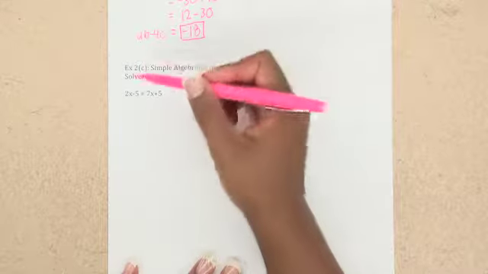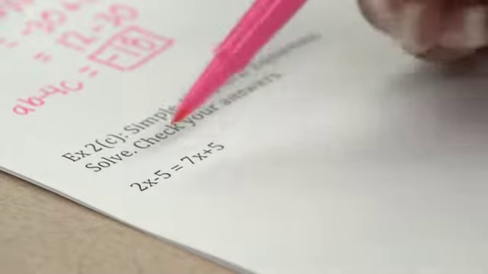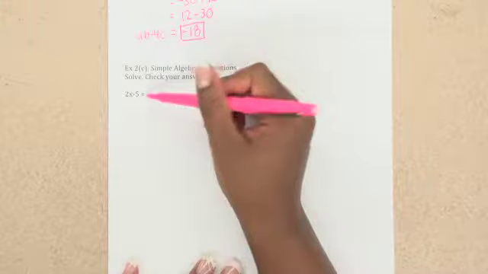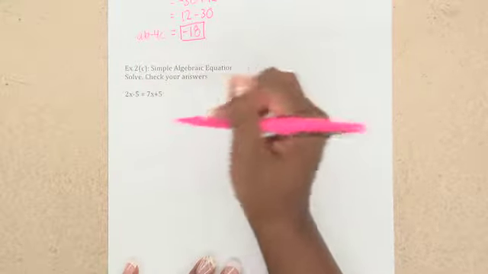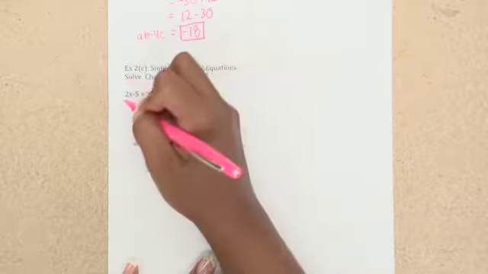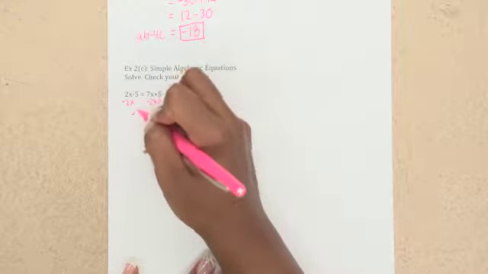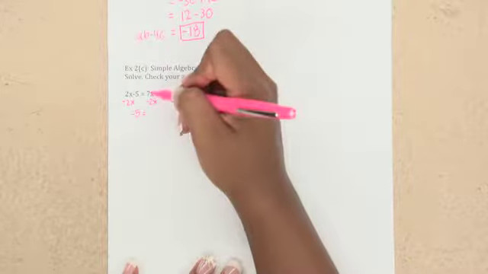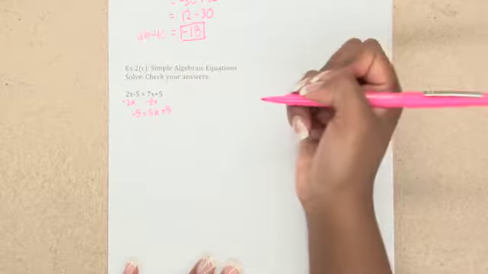Okay, so now let's look at simple algebraic equations. They're basically going to say solve the equation and check your answer. So in this equation, they give us 2x minus 5 equals 7x plus 5. First of all, since we have an equal sign, we want to isolate everything with an x term on one side and everything without an x term on the other. So let's subtract 2x from both sides. Now we're left with minus 5 is equal to 7x minus 2x, which is 5x, plus 5.